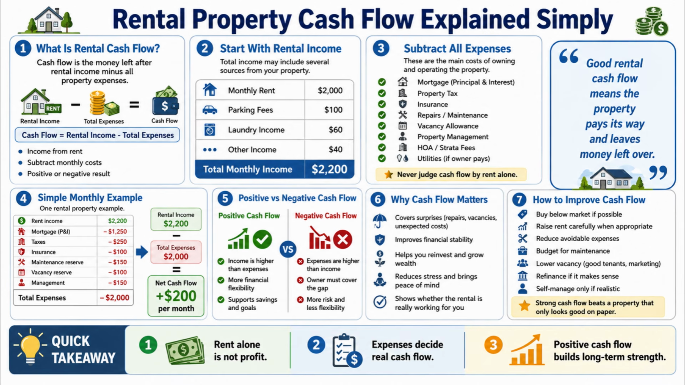Then, if the cash flow is too low, there are several ways to improve it. One method is to buy below market value if possible, because a better purchase price can reduce pressure from the beginning. Another method is to raise rent carefully when appropriate and legal, while still keeping good tenants. You can also reduce avoidable expenses, budget properly for maintenance, and lower vacancy by keeping the property attractive and well managed. In addition, refinancing may help if it lowers the payment and makes financial sense.